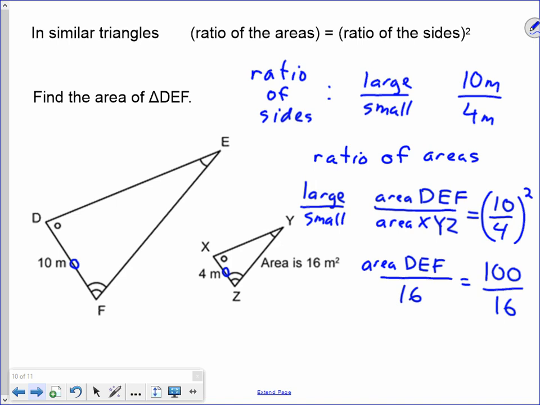Now, if we want to solve, we're just going to, again, cross multiply here. If we just multiply across, we're going to have to multiply by 16 and then divide by 16. So the area of triangle DEF is going to be 100 meters squared.